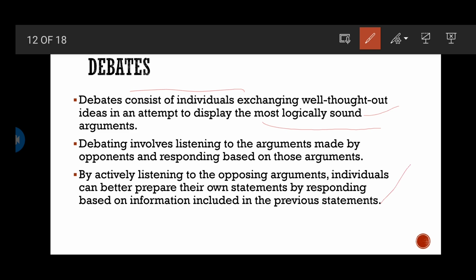By actively listening to the opposing arguments, an individual can better prepare their own statements by responding based on information included in the previous statement. Suppose you want to reply or argue with others in the debate, first you should listen to what the others are saying, right? So there you should perform active listening. If you miss even one or two statements, it may result in failure to build the next statement or sentences. This may lead the audience to think that you don't have any grip on the topic or the ideas about the topic which you have chosen. So it's better to perform active listening in debates.